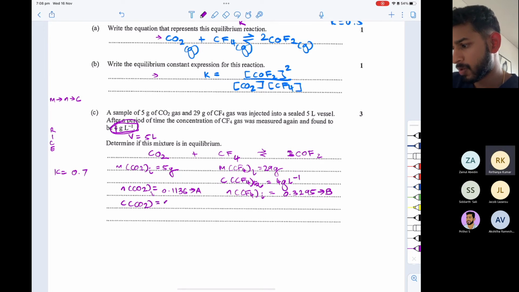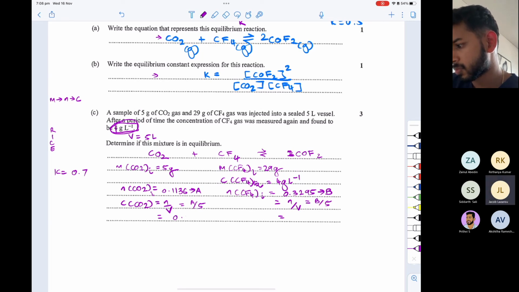Put it into the ICE table. Not quite. You cannot put number of moles in an ICE table. Concentration. Very good. So let's go to Jacob. What are the concentrations of these gases? So for CO2, the initial concentration is 0.02272 moles per liter, and then CF4 0.0659 moles per liter. Very good. Store it as D. Good.